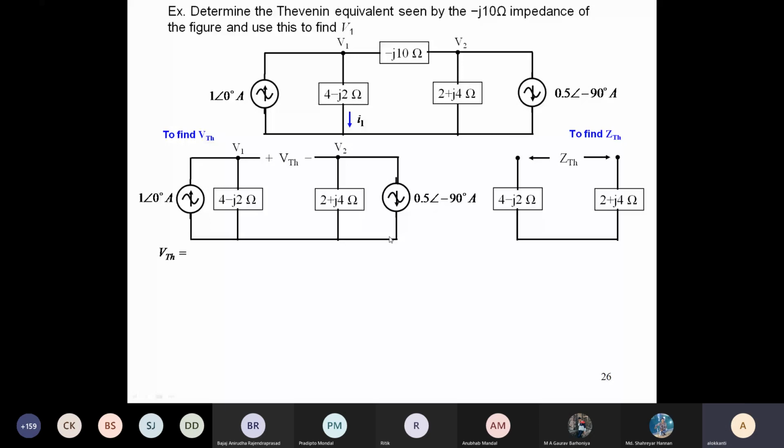So at point 1, at terminal 1, this is the voltage. From this you have to subtract the potential at point 2. That is the VTH that has been asked. So it is minus of this. Suppose we reverse this current, it becomes minus 0.5 angle minus 90 multiplied by 2 plus J4. That is the potential at point 2. You subtract it from the potential at point 1 and get the VTH.